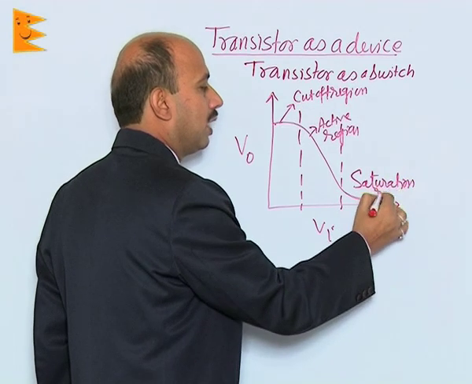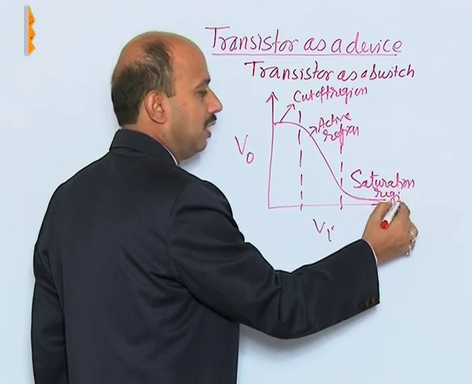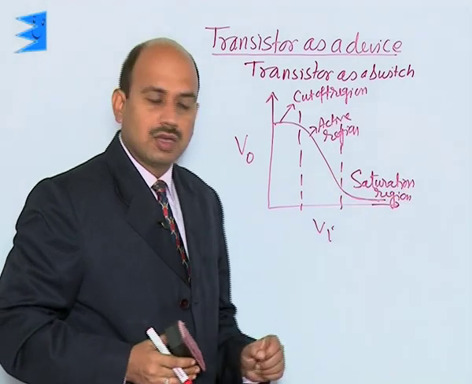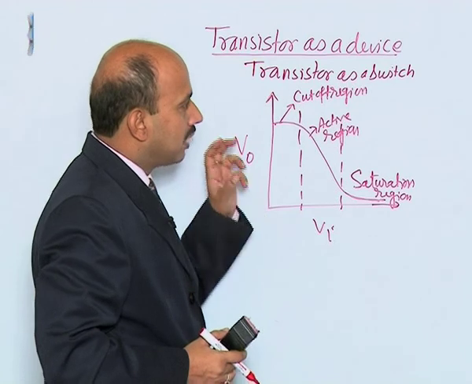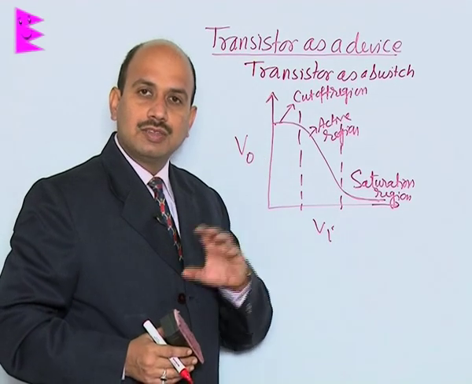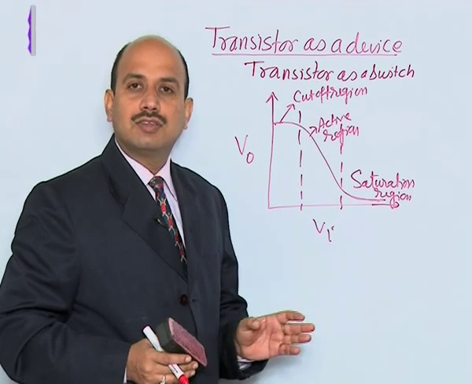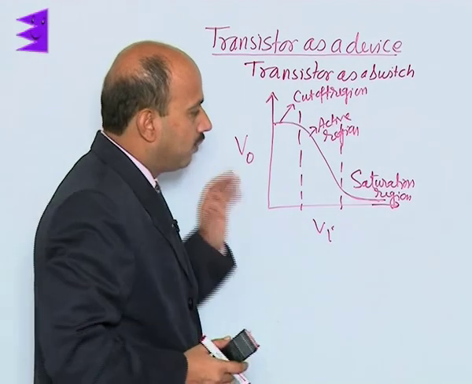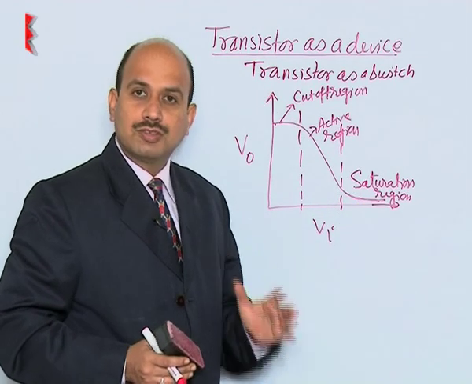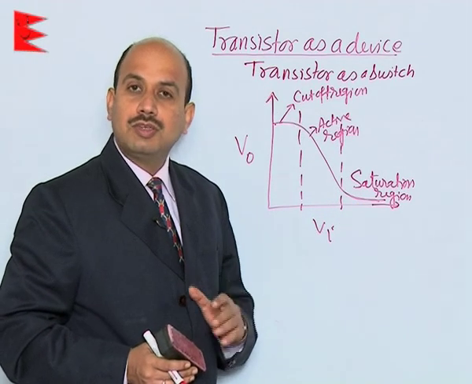So the working of the transistor is actually divided into three parts: the cut-off region, active region and saturation region. If the transistor is not conducting, at a low voltage, we can say the transistor is switched off. But when the voltage is high enough, the transistor is conducting and the output voltage is almost constant, we can say the transistor is switched on.